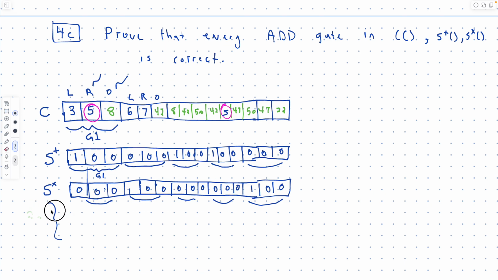Okay, show me visually, what does it mean for an addition gate to be correct? First off, where are the addition gates? Every time in this array where I have 1, 0, 0, that's where I have an addition gate. This is an addition gate, and this is an addition gate, and the one right after. So I have 3 addition gates.